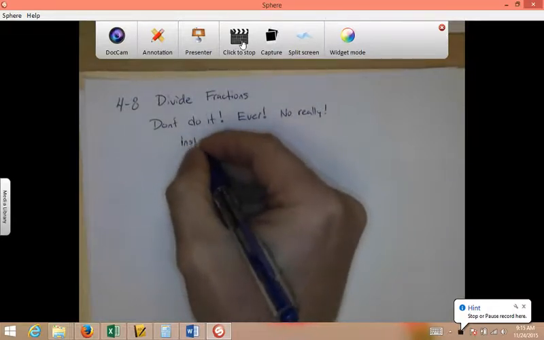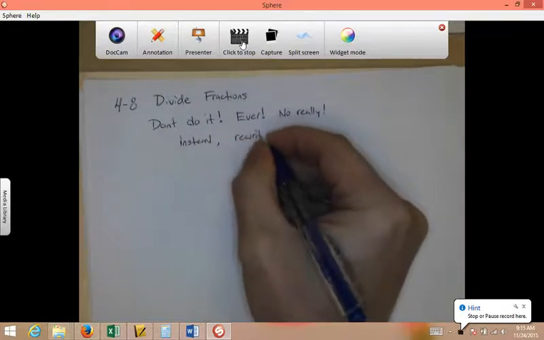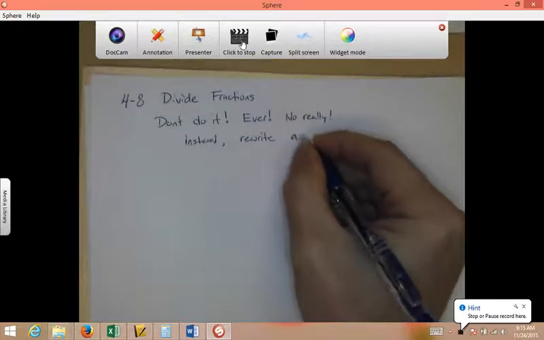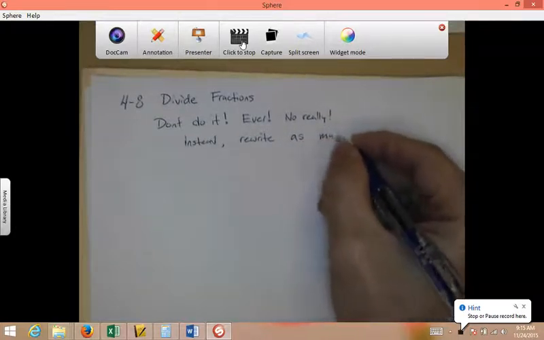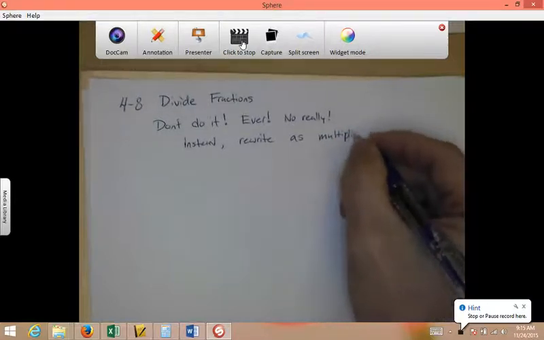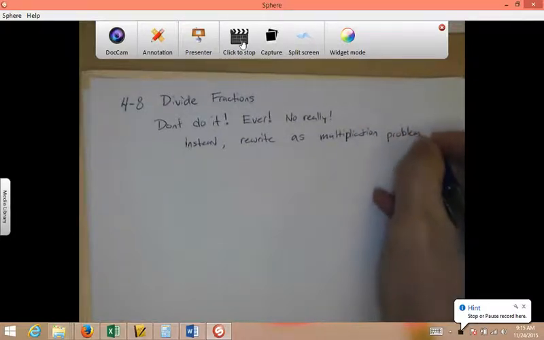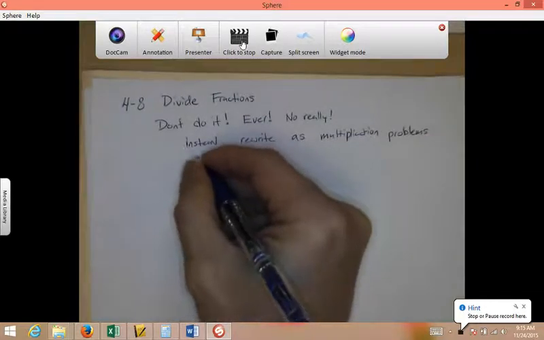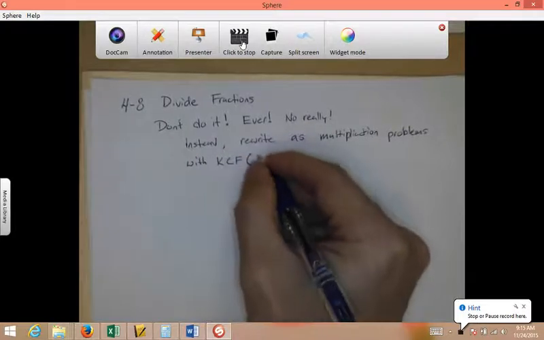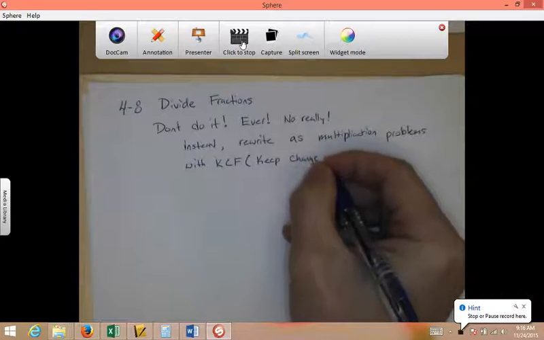Instead, rewrite as multiplication problems with KCF. You might remember that from last year, short for keep, change, flip.